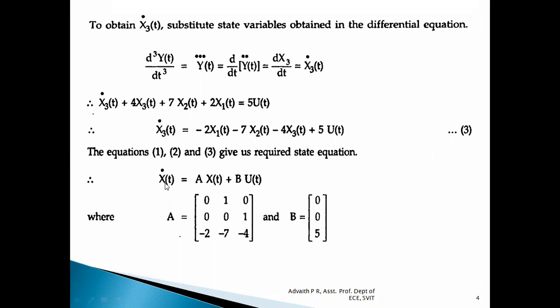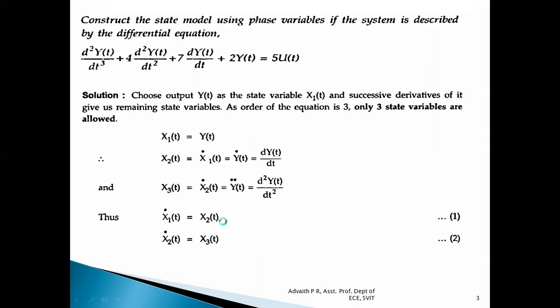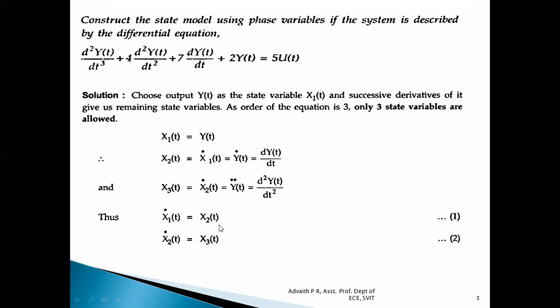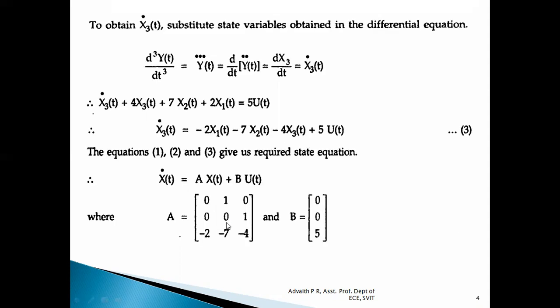We already know this formula: x dot of t is equal to A x of t plus B u of t. Now the 3 equations which we have got here are already known to us. So using those equations, we will get this matrix A and B. A into x of t, that means we have to extract all the values of x of t. Here we have 3 state variables, x1 of t, x2 of t and x3 of t. So because we have 3 state variables, we'll be getting a 3 cross 3 matrix with respect to A.